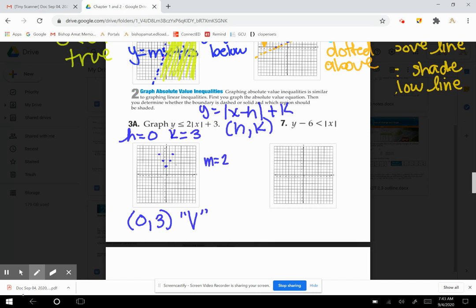Okay, so let's look at my inequality now. Less than or equal to, so that's a solid line. And y is less than, so it's below the line. So we have a solid V. And y is less than, so you want to shade below the V, which is down here.